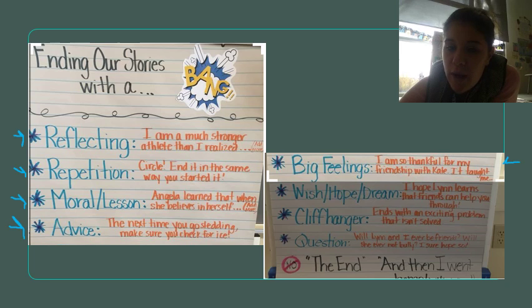Another way to end your writing is through a big feeling. Because of the story that just happened, I am so thankful for my friends. It taught me a lot. Another way to end a story is by a wish, a hope, or a dream. I hope that the character learns that whatever the lesson of the story is.